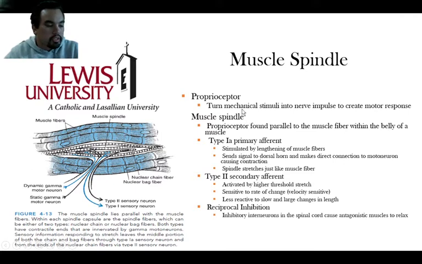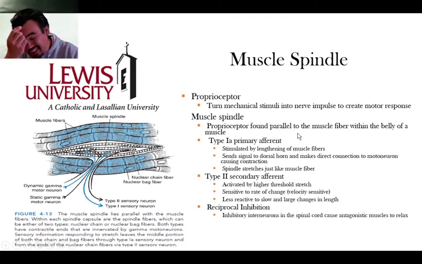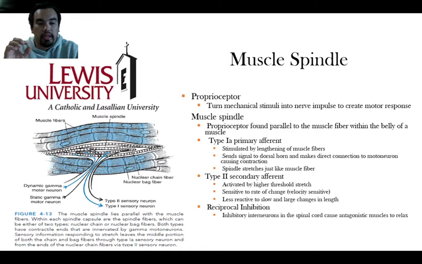So another proprioceptor that we have is the muscle spindle. What a proprioceptor does is it turns mechanical stimuli into a nerve impulse to create that motor response. The muscle spindle is a proprioceptor that's found parallel to the muscle fibers of the muscle belly, and there's two types. There's type 1A, it's a primary afferent. It's stimulated by the lengthening of muscle fibers. So as muscle fibers lengthen, this type 1A primary afferent muscle spindle fiber is stimulated.